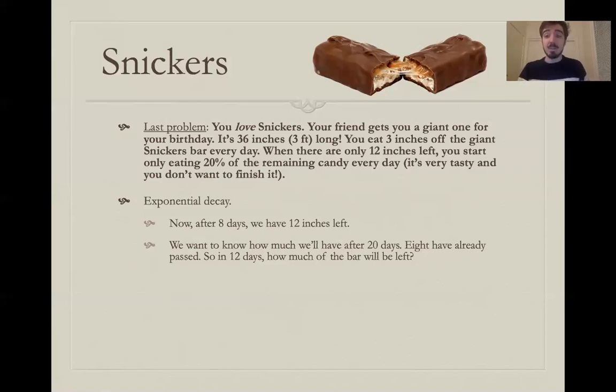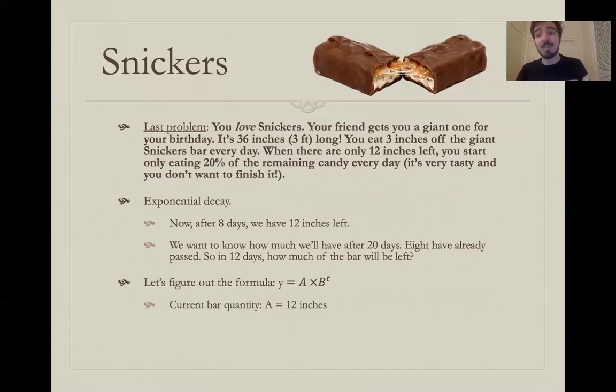So in other words, if I start with a Snickers bar that's 12 inches long and I chomp off 20% every day for 12 days, how much is left? That's the problem that faces us now. We need to figure out what this looks like in our exponential formula. Our current bar quantity is 12 inches. I know that originally it was 36, but at this stage of the problem, where we're dealing with exponential decay, you're actually starting with 12 inches because that's what's left at that point.